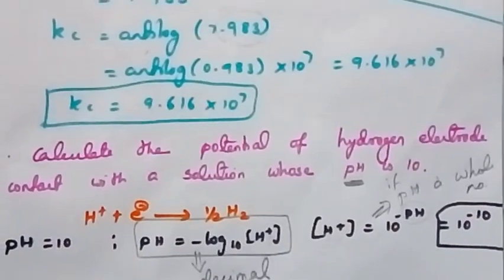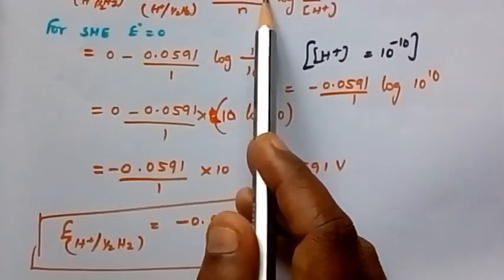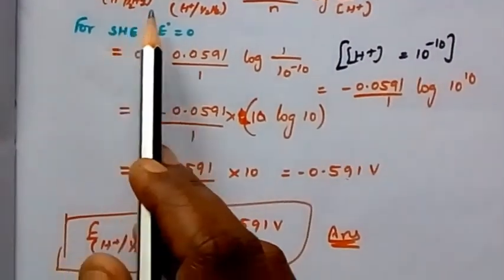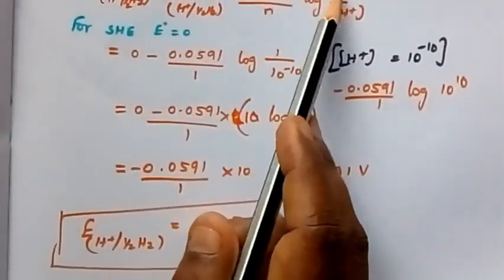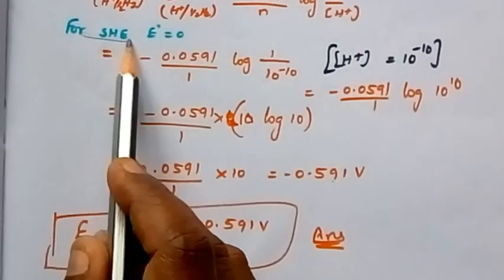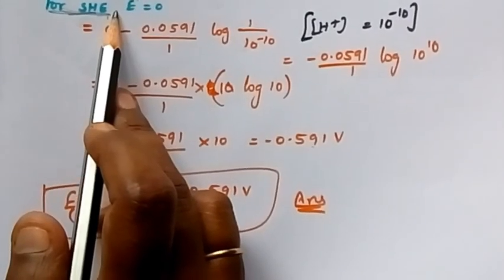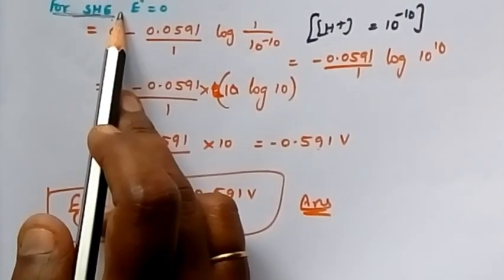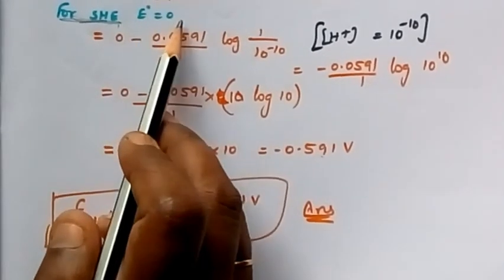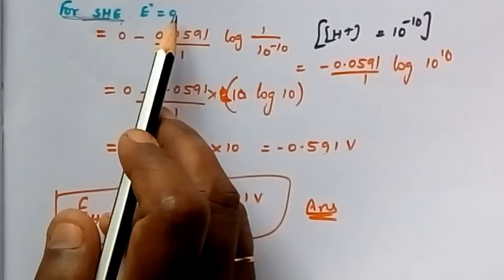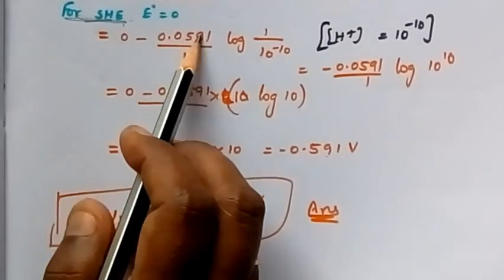So now EMF of the cell is equal to E naught of the cell minus 0.0591 by N log of 1 by H plus. So we know the standard hydrogen electrode, no? Standard hydrogen electrode can act both as a cathode as well as anode. Its E naught value, or E value, is always 0. So E naught of the cell is equal to 0 for SHE. So EMF of the cell is equal to 0 minus 0.0591 by 1.